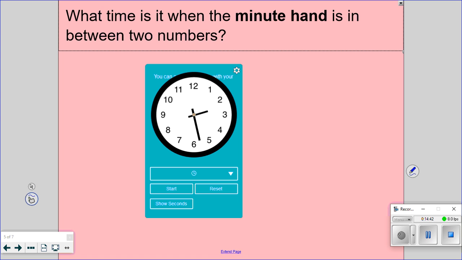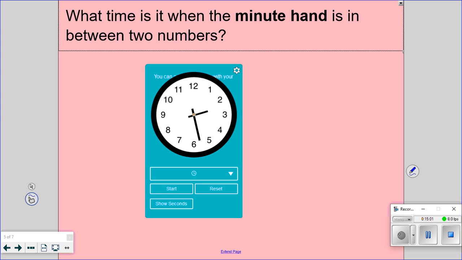Alright, so this is a little tricky because our minute hand is not pointing at 1 number, it's in between. And look, our hour hand is in between 2 numbers as well.